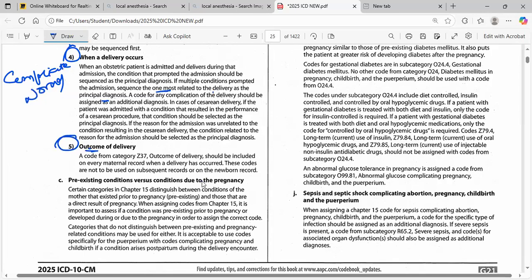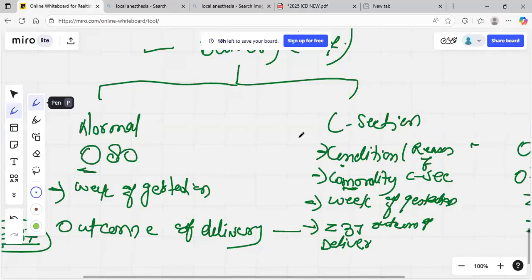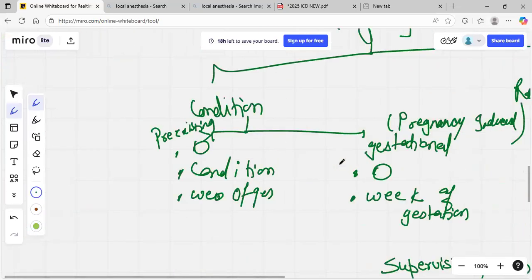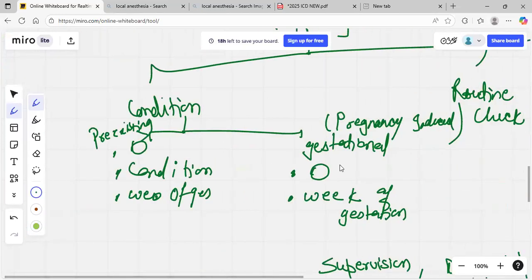Next, we have pre-existing condition versus condition due to the pregnancy. Here we have discussed what we have to follow when the condition is pre-existing or the condition is due to the pregnancy. If it is due to the pregnancy, you have to use O series at the primary position and then week of gestation. If it is pre-existing, you have to use O series, condition, and then week of gestation.